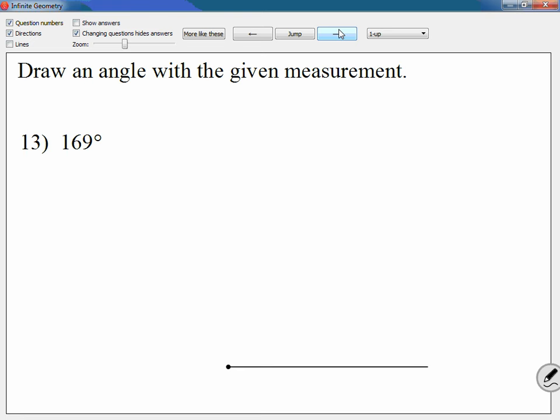I mark my point, connect it to my vertex, and you're done. It looks almost like a straight angle. We know a straight angle is 180, and 169 is pretty close to 180. So we do that. Any questions up until 16?